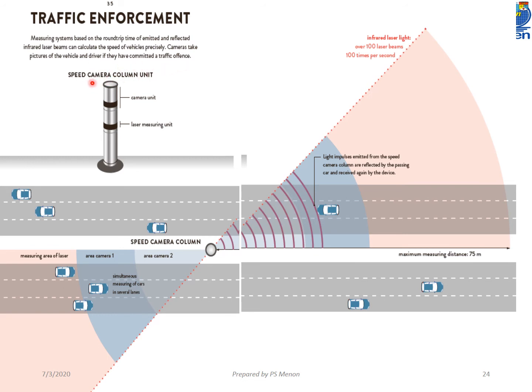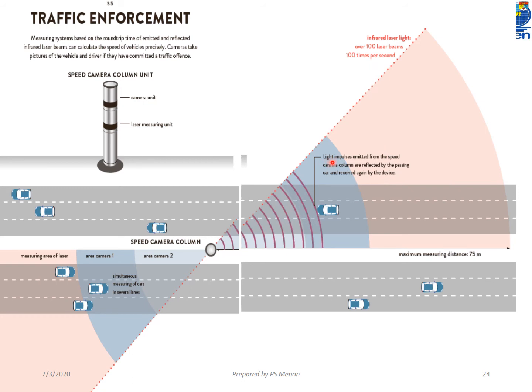This is a speed camera column unit. You have the camera unit and the laser measuring unit. It is placed at a particular area, and it emits infrared laser light. Over 100 laser beams, 100 times per second. So 100 times 100, that is 10,000 laser beams in 1 second.